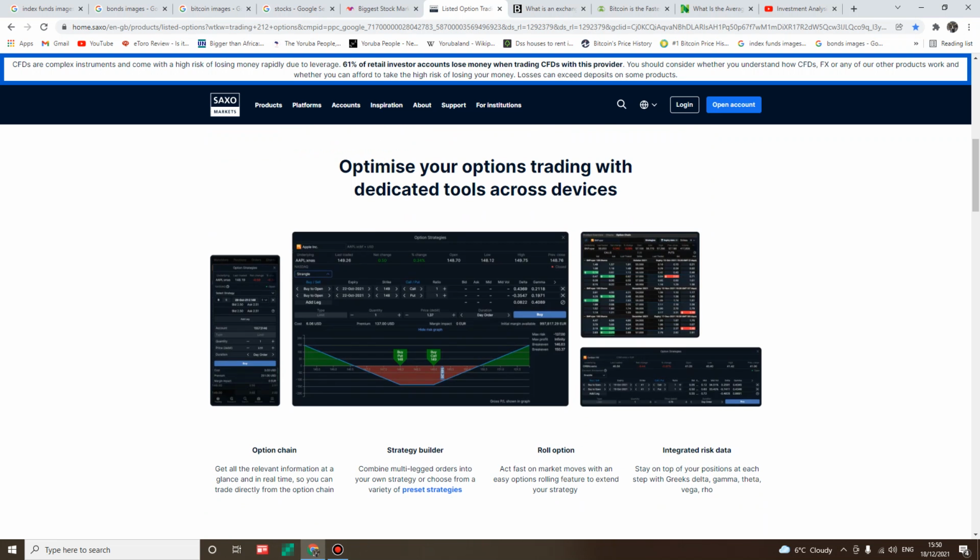Again, option is a financial instrument that requires a learning curve that progresses from basic to advanced stages. Otherwise, if you do not learn it, you will lose your hard-earned money. And the length of time to acquire this skill ranges from, say, one to two to three years, depending on the individual. Anyway, now, next is index fund.